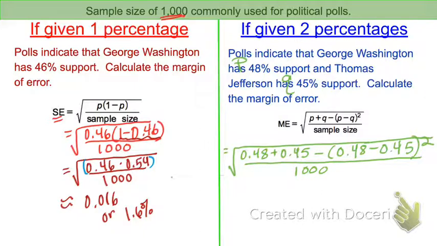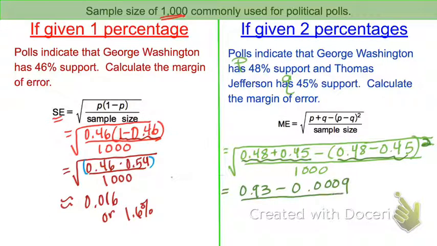So again, after you have it, substitute it in, you just start to simplify that very carefully. So when I add these two together here, I get 0.93. When I subtract these and then square it, I get 0.0009. And then I have 1,000. And remember, all of that is still under the square root symbol.